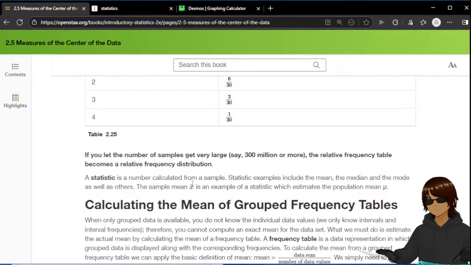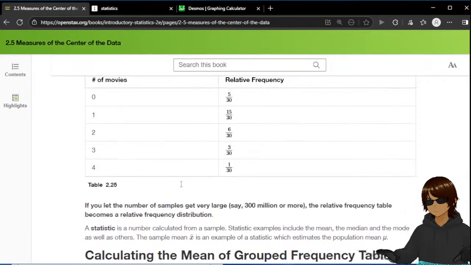A statistic is a number calculated from a sample. Statistic examples include the mean, median, and mode, as well as others.